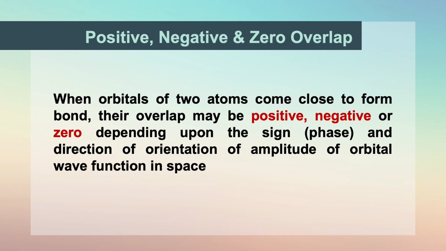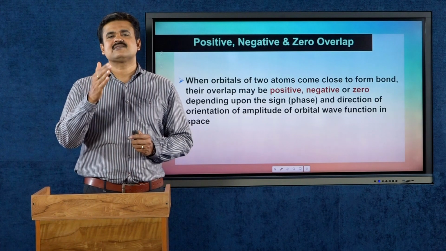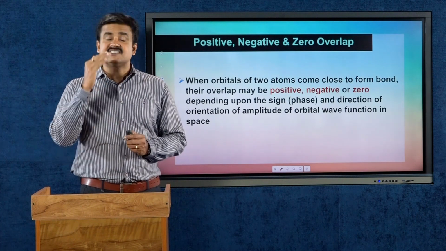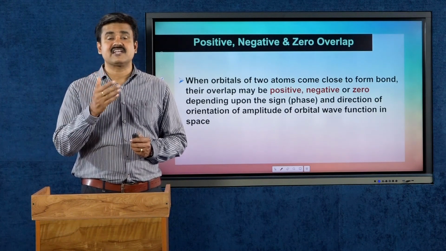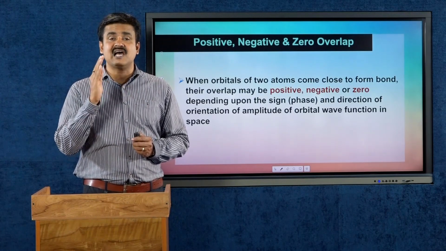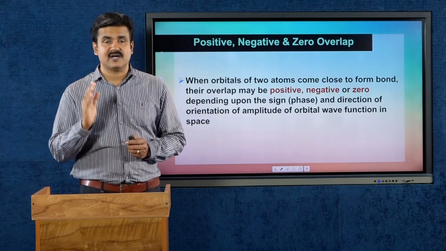When orbitals of two atoms come close to form a bond, their overlap may be positive, negative or zero depending on the sign. Sign represents the phase and direction of orientation of the amplitude of the orbital wave function in space. This orbital wave function is nothing but a mathematical function, associated with the quantum mechanical treatment of chemical bonding. Every atomic orbital as well as molecular orbital is treated as a wave function in quantum mechanics.